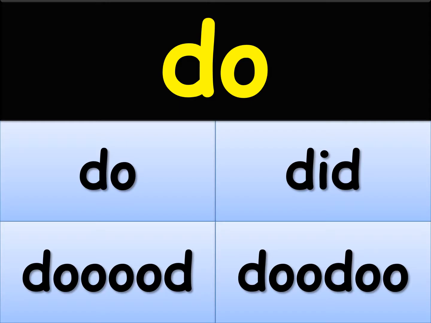Number 7. Okay, the verb is do. Which one of these is the past tense form of the verb do? Do, did, doed, or do-do? Go ahead and write which one you think is the past tense form of the verb do. Okay, that's all the time you get.